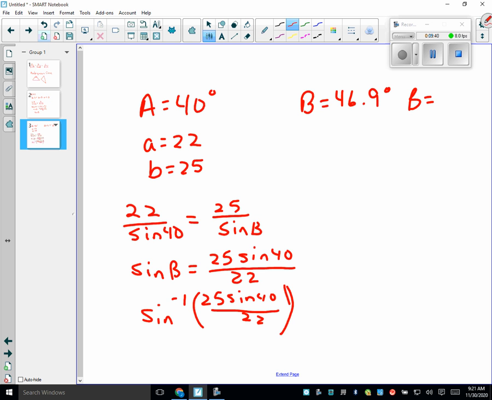What did you get? 133.1 degrees. All right? There's going to be two triangles because then you add 40 to that. Now, if it's this angle, how would I find angle C? 180 minus those up, 40 plus 133.1. That gives 6.9 degrees. And for the first angle, 46.9 plus 40 subtracted from 180 is 93.1 degrees.